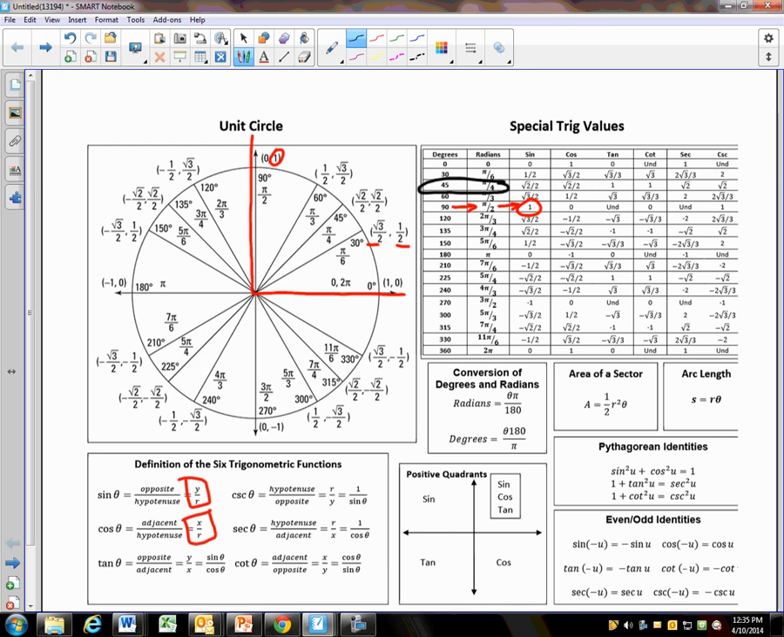How about this? That's 45 degrees, right? That's also pi over 4. Same angle measurement. Either way, the sine is equal to root of 2 over 2, and the cosine is equal to root of 2 over 2. Okay. All right.